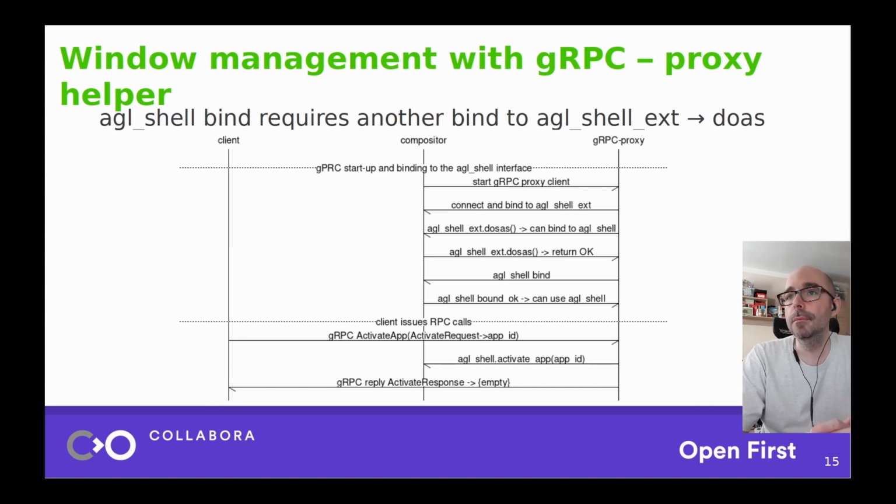Right at the end, the client would like to do an activation gRPC call, and before that, you'll see that the gRPC proxy client has to have some protocol exchange between the compositor and itself to be able to issue that AGL shell activate app request. If you'd like to find out more, you can take a look at the protocol spec and the implementation, of course.